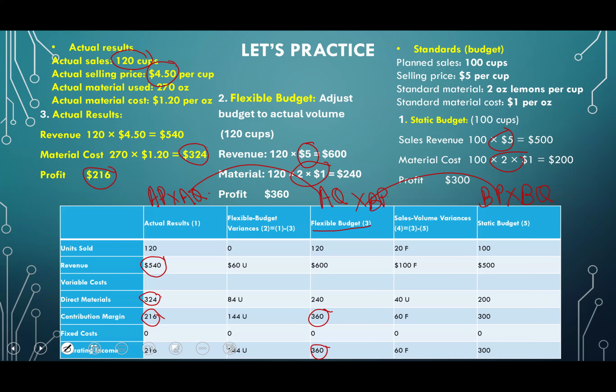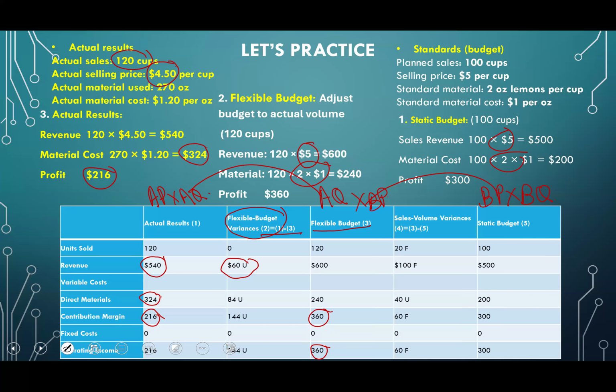Now comes column 2 and column 5. Column 2, as you can see, is simply the difference between column 1 and column 3, which means if I take the difference between actual and flexible budget, I come up with what I call flexible budget variances. Now let us try to understand what is happening here.